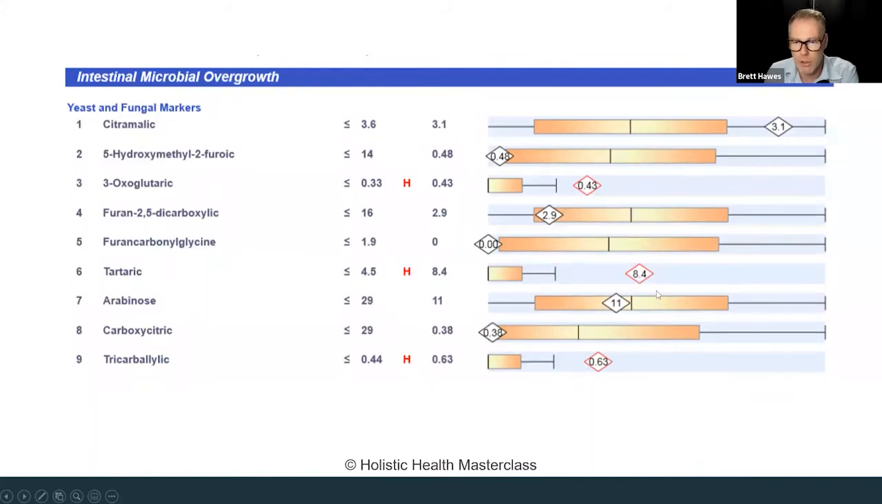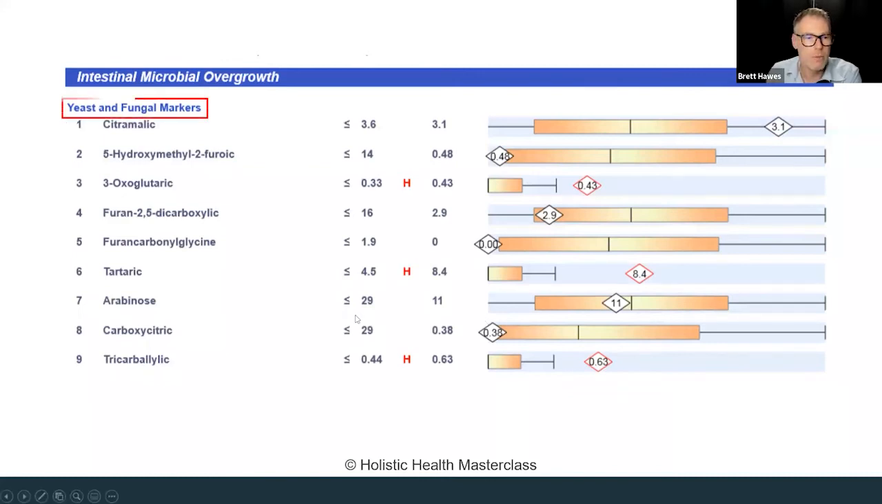So these are actually circled as being high, but sometimes you'll see that first one there. So citramalic acid, you can see how it's outside of this orange box, right? That tells me that it's elevated, but it's not necessarily very far out of range. And so sometimes what I'll see is that these are all elevated, but they're not necessarily out of range. And they're showing all the signs and symptoms of yeast and fungal overgrowth. That person, Candida protocol, and go down that road.